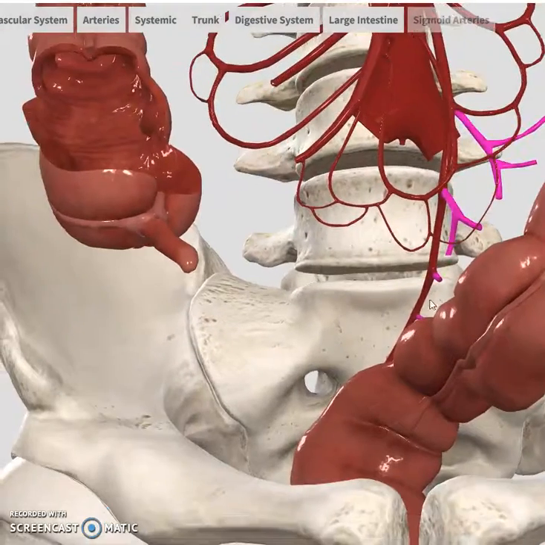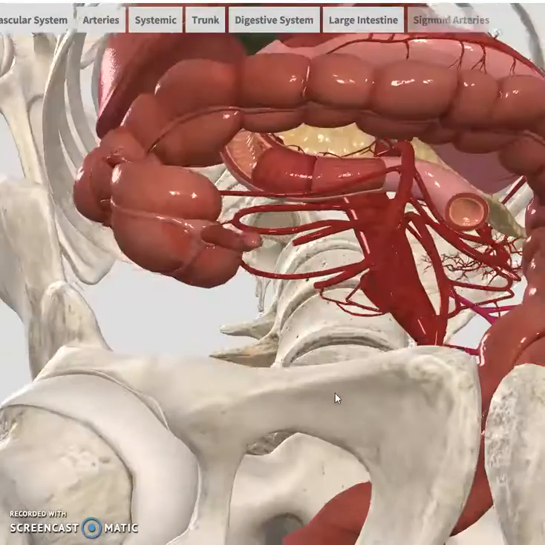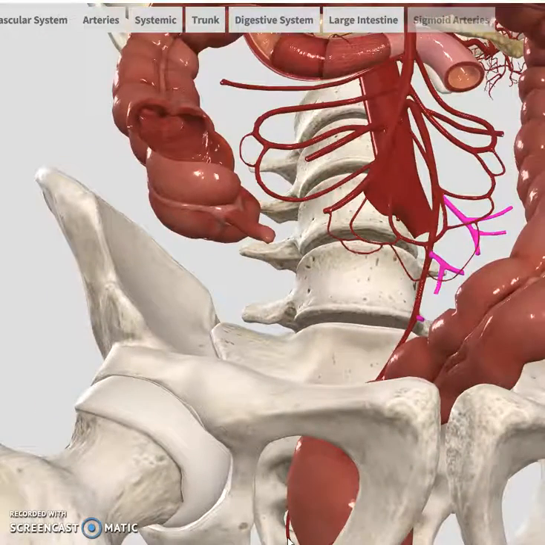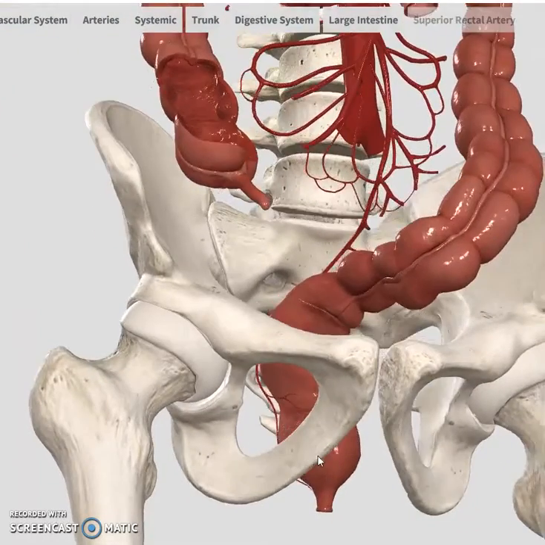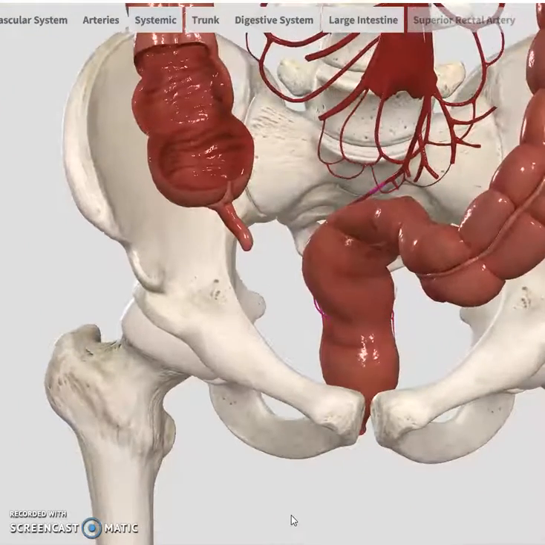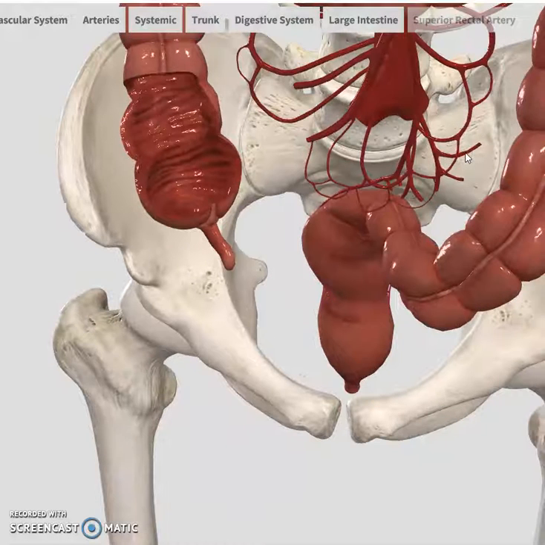And the third branch of the inferior mesenteric artery is going to be the superior rectal artery. Okay, this is the superior rectal artery, which is going to supply the superior rectal part of the rectum, because in the rectum we have a few parts. Okay, so that's all for this video.